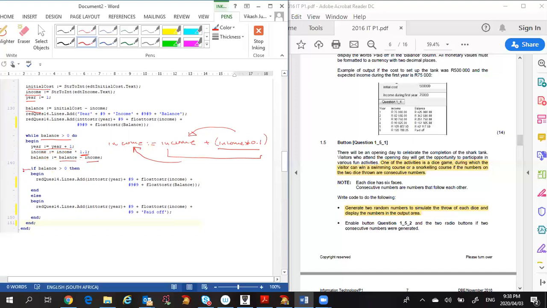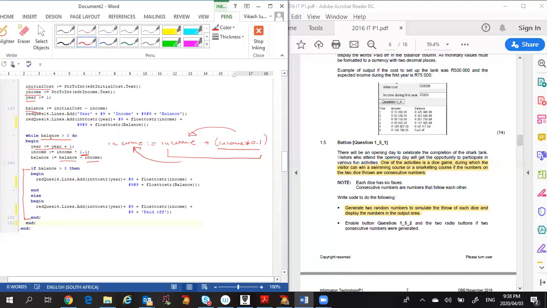There is an if check that's made here. I'll explain what this if check is doing once I reach the end of my loop. So this repetition process continues. As long as the balance is greater than 0, I increment the year, I increase the income amount by 10%, I decrease the balance, I then output.